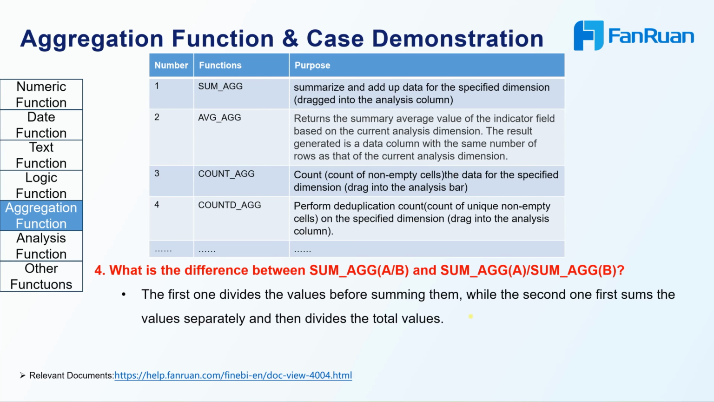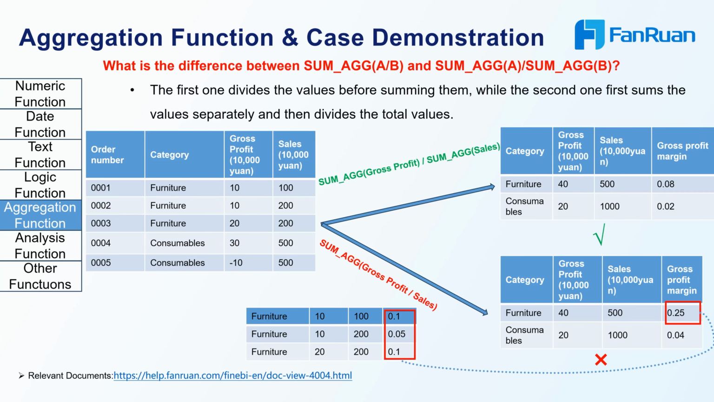This is because of the difference between sum_agg(A) divided by sum_agg(B), and sum_agg(A divided by B). It's important to understand the difference between summing first and dividing later, versus dividing first and then summing. Let me abstract the data table to show you the error caused by both methods. For example, we first sum the gross profit and sales, then divide them to calculate the gross profits rate. But if we divide profit by sales first and then sum, we get an incorrect gross profits rate. So, remember to avoid this mistake. These 2 points are very important.